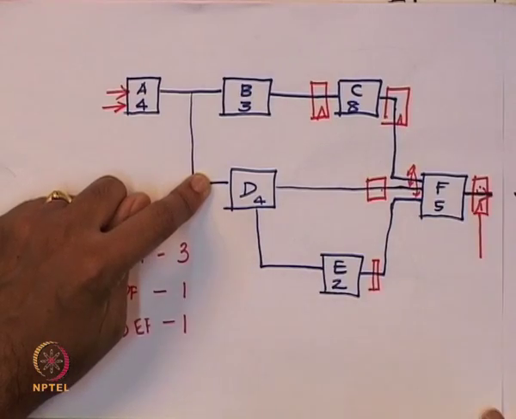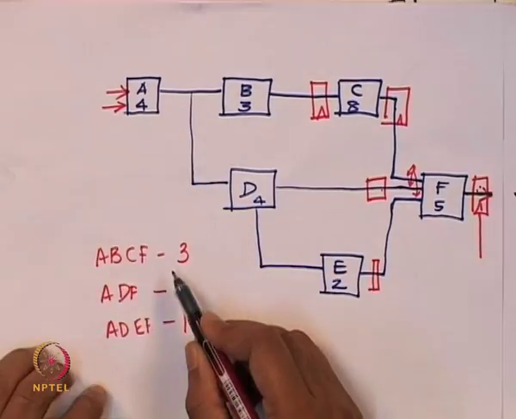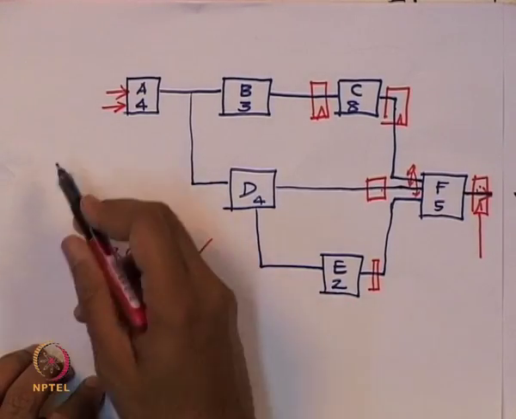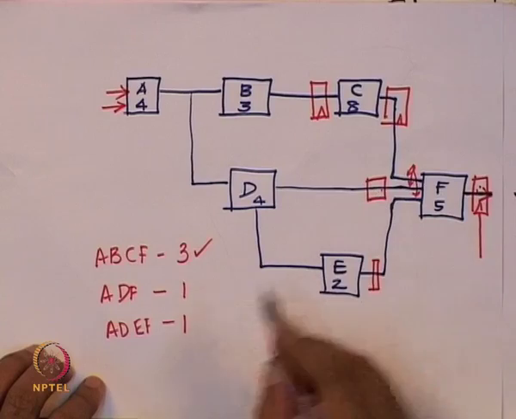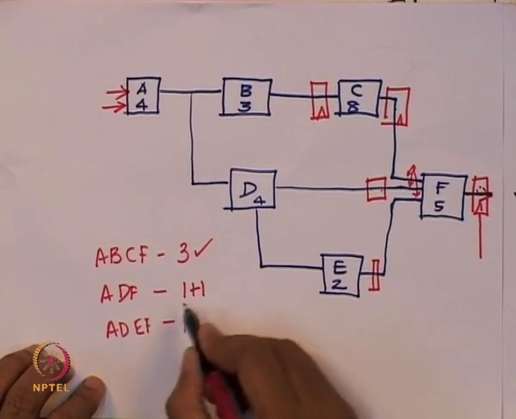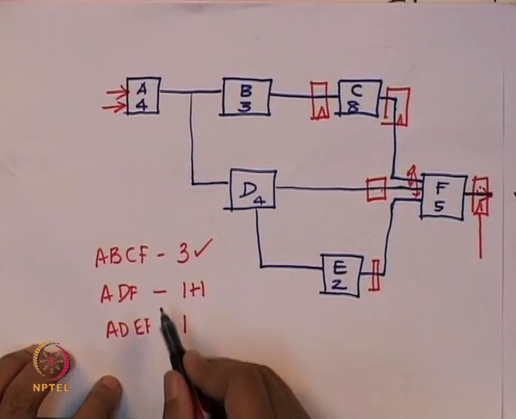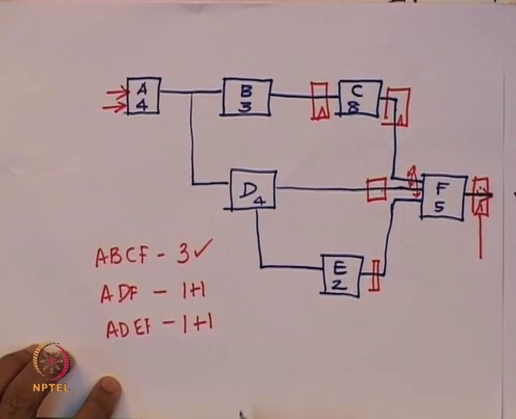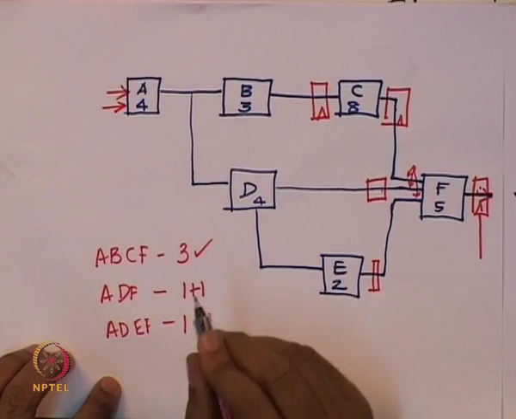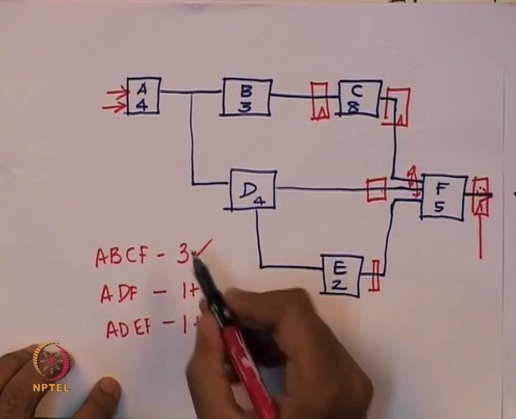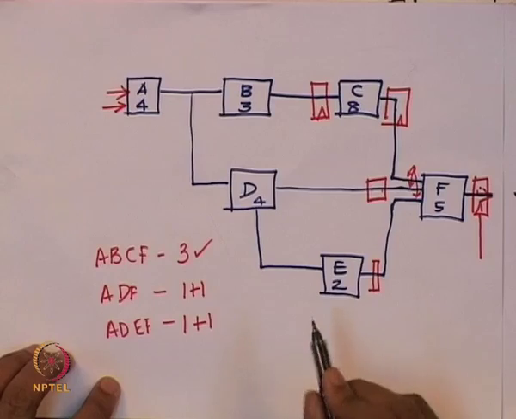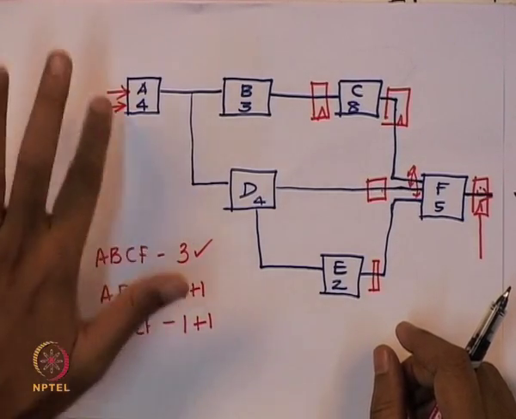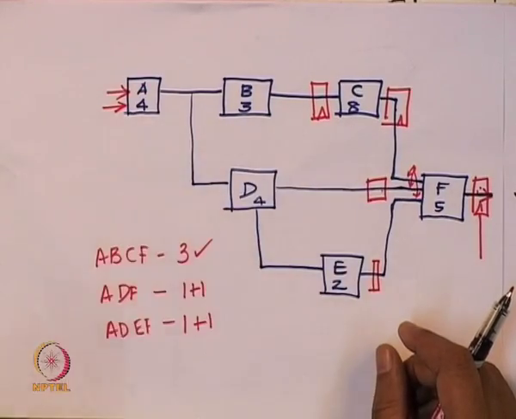Now let us go and see whether there is a well formed pipeline circuit. A, B, C and F, we have not introduced new flip flops, it is 3. For ADF, I have introduced 1 flip flop, so this is 1 plus 1 now. So ADF has 2 stages of pipeline, ADEF has 2 stages of pipeline. So it is still not a well formed pipeline circuit. So this has 3 and these two have 2. I still need to introduce 1 more flip flop on the path ADF and ADEF.